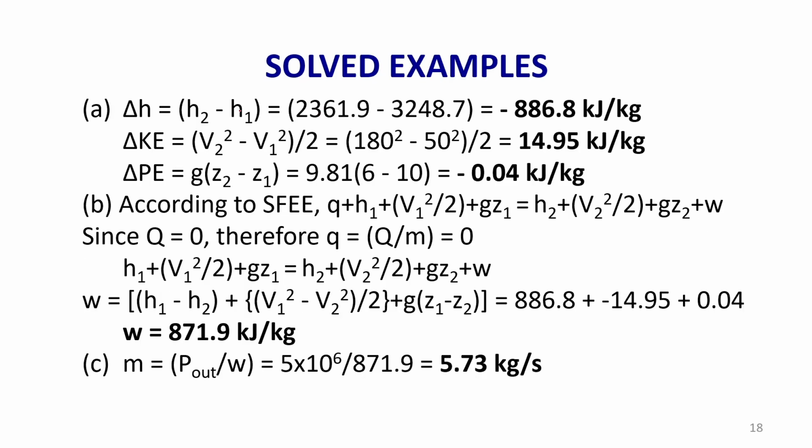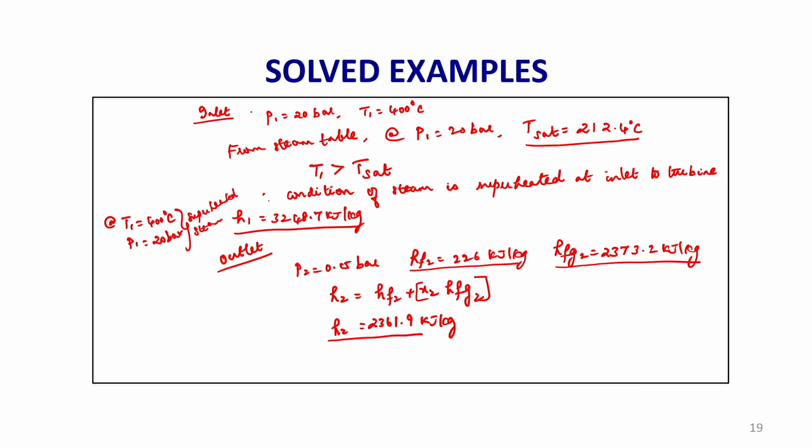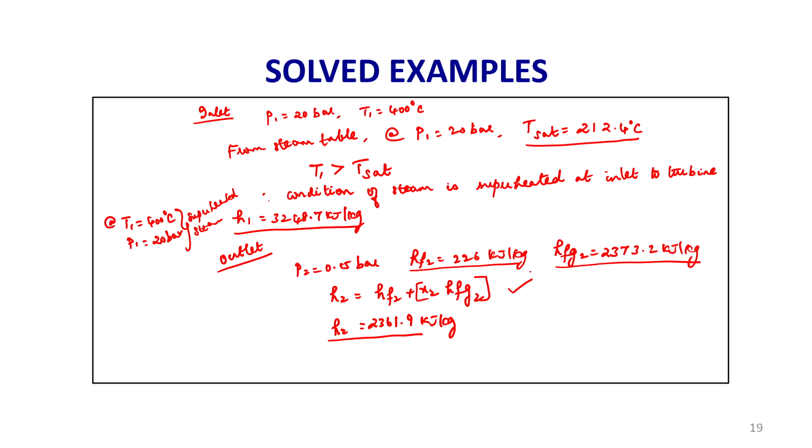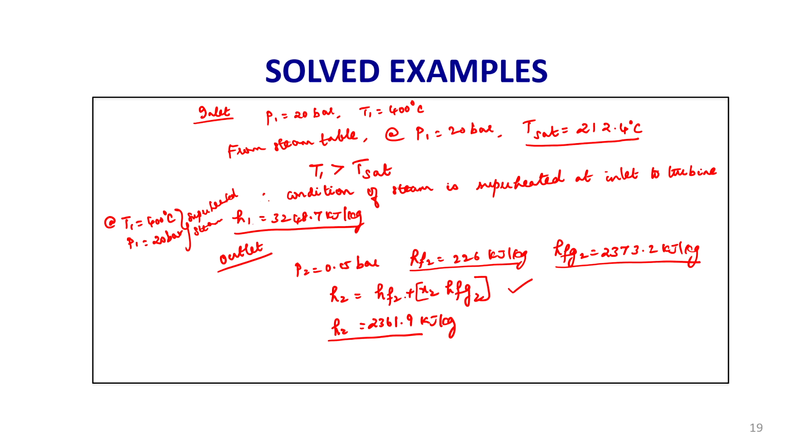H2 value we have found, H1 value we have taken from the superheated steam table, and H2 we have calculated. This formula we have to use whenever the condition of the steam is in two phase flow, like both liquid and vapor. If the dryness fraction is given, then the enthalpy has to be found out only by using this formula. Similarly, entropy of the steam also can be written like this: S2 is equal to SF2 plus X2 into SFG2. This formula should be used whenever dryness fraction is more than 0 and less than 1.